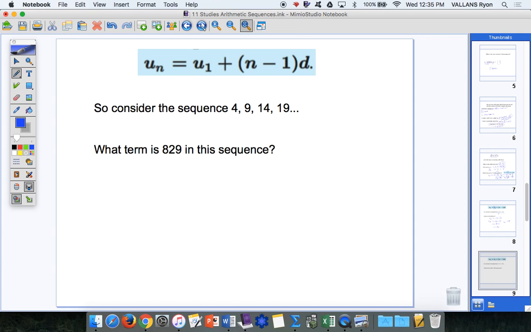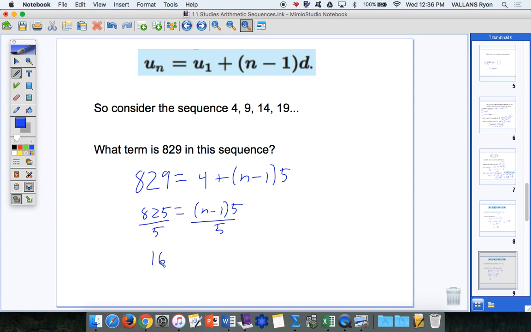Okay? Now, a couple questions we can ask. How would I know if 829 is in the sequence? So try to answer that question. I can set it up as 829 equals, still the first term, 4, plus n minus 1 times the difference. I don't know what term it is, but I know my difference is still 5. Subtract 4, I get 825 equals n minus 1 times 5. I can divide by 5, divide by 5. I get 165 equals n minus 1. In other words, n equals 166. It's the 166th term.